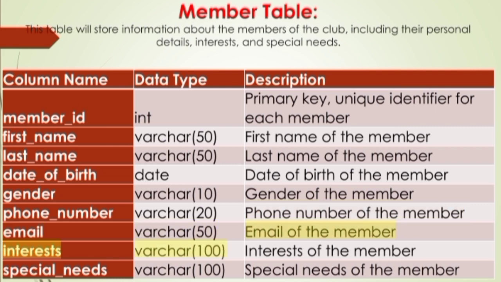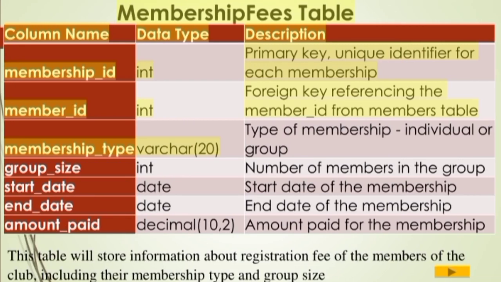Interests, Varchar 100, interests of the member. Special_needs, Varchar 100, special needs of the member. Membership fees table. Column name, data type, description. Membership_id, int, primary key, unique identifier for each membership. Member_id, foreign key referencing the member_id from the members table.